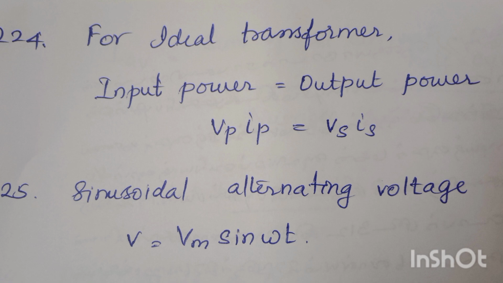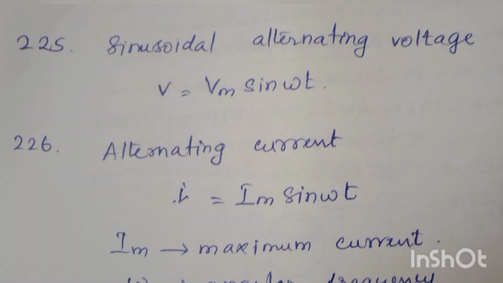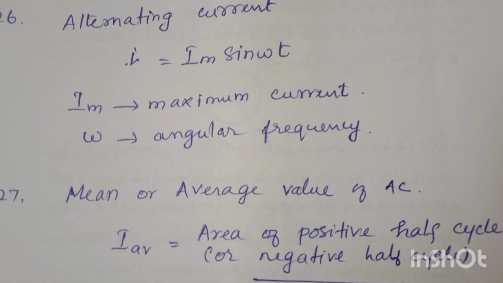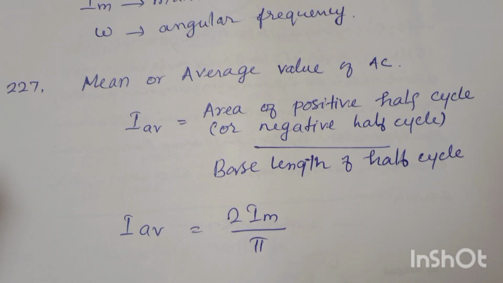Sinusoidal alternating voltage V is equal to Vm sin omega t. Alternating current I is equal to Im sin omega t. Im is maximum current, omega angular frequency. Mean or average value of alternating current IAV is equal to area of the positive half cycle or negative half cycle by base length of half cycle. I average is equal to 2 Im by pi.